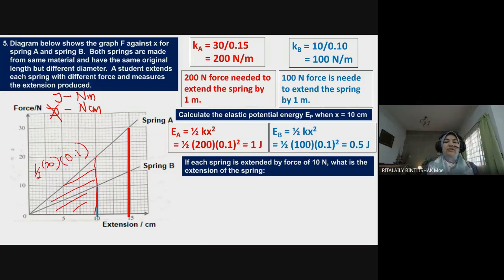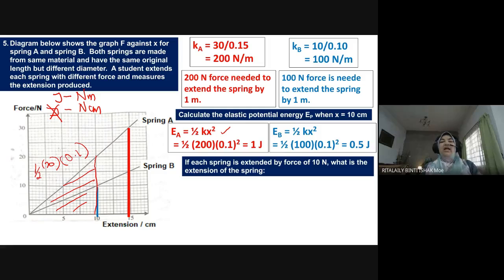So this is how we calculate our elastic potential energy. We can either use half kx squared since we already calculated the k, or if we have a graph, we can use the graph, area under the graph. Because area under the graph is half Fx.